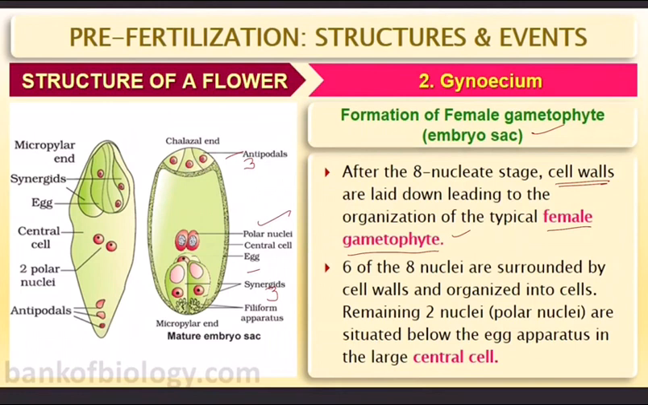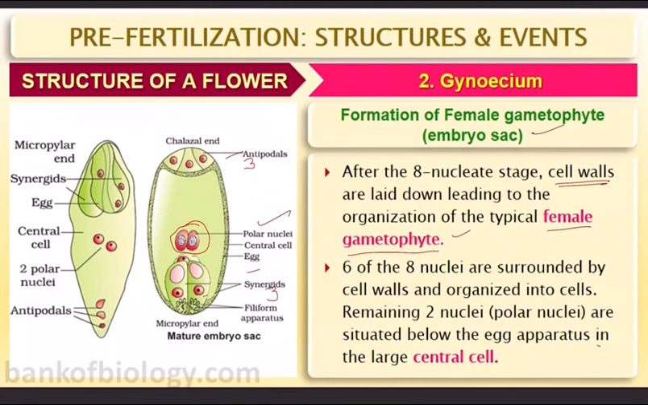And the remaining 2 nuclei, that is the polar nuclei which are in the central cell, they are situated below the egg apparatus. Okay, below the egg apparatus. This is that, and it is a large central cell. Now these 2 nuclei will be having their own wall like this.